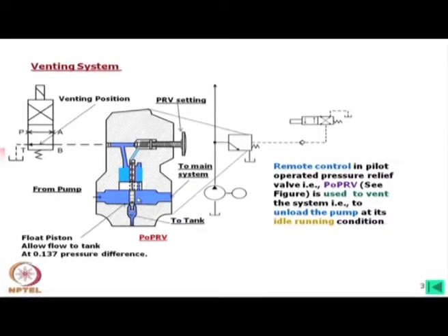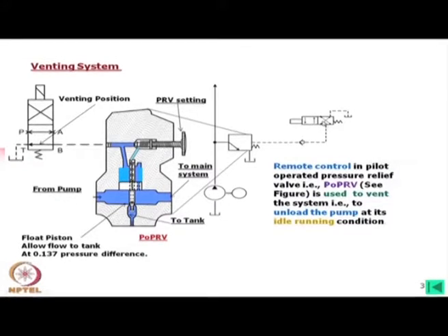This is to keep the circuit always ready with high pressure oil, and frequent operation is there. But when, due to some reason, we want to vent the oil and we keep on running the pump, but we would like to vent the oil at low pressure, then we remotely operate this one, and then oil is passing to the tank through this valve.